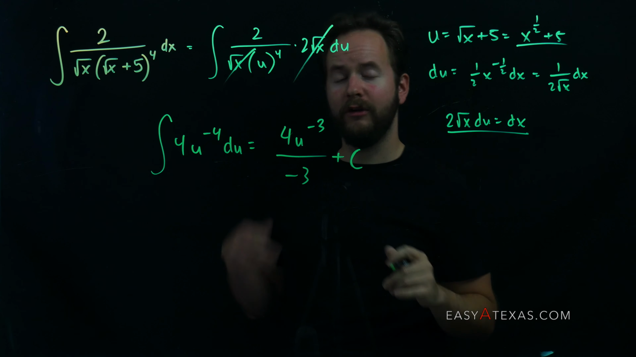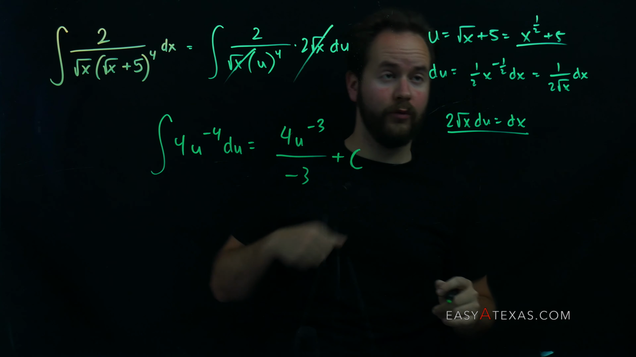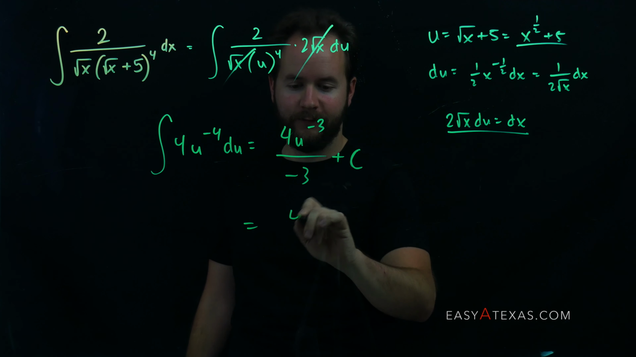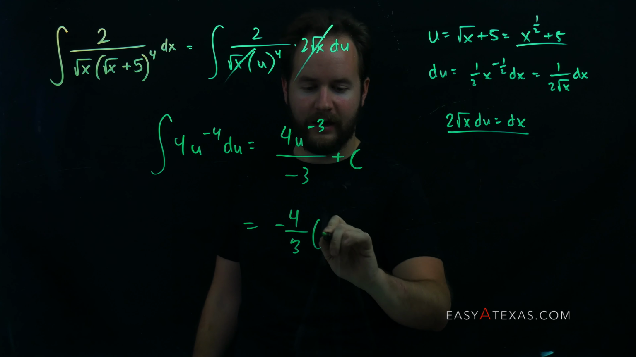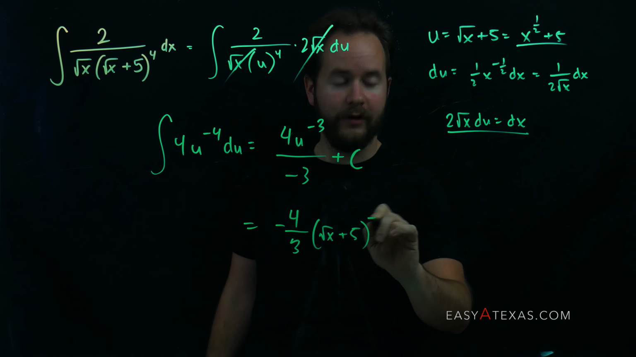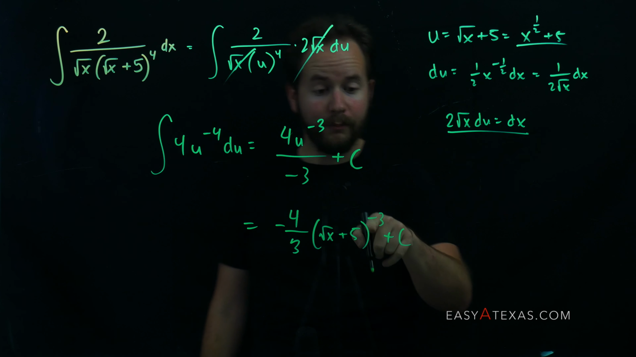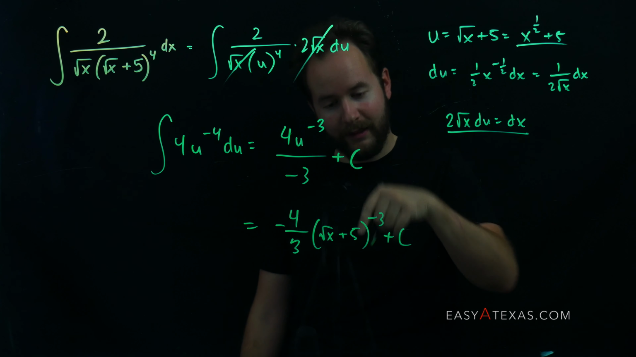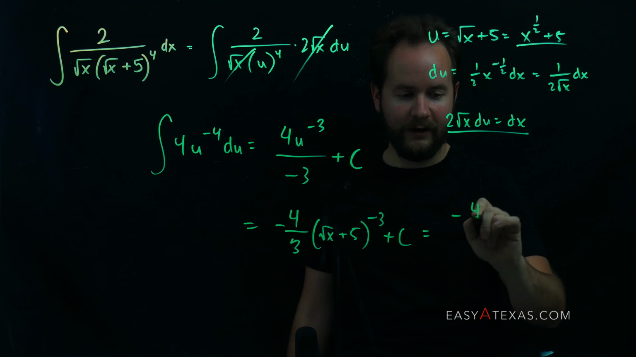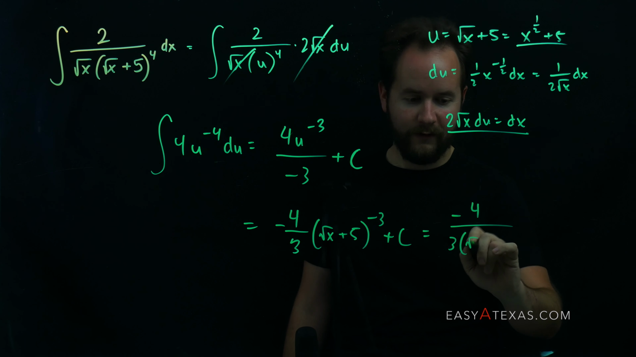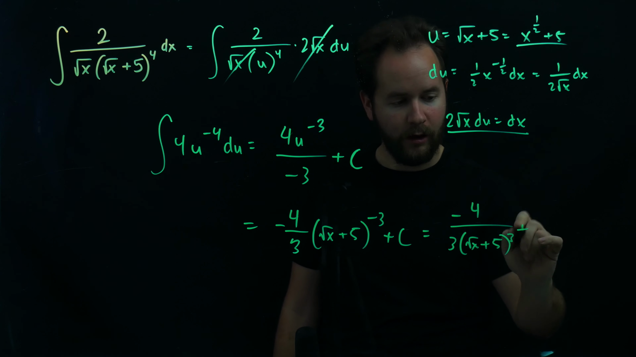One last thing we'll need to do is make sure to replace u by its original substitution, which was square root of x plus 5, which we can write as negative 4 thirds times square root of x plus 5 to the negative 3rd plus c. Or if you want to put this power of 3 down in the denominator, you can very well do that and say negative 4 over 3 times square root of x plus 5 cubed, all plus c.